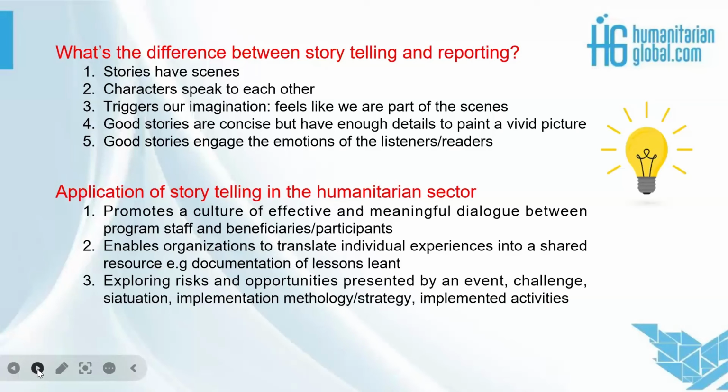In storytelling, characters speak to each other, and this is mostly, especially if it's a live audience. Stories are better with live audiences. It can also be written, definitely. And you just say, this is a story of Lydia, of how Lydia became a farmer. So it's easy when you pick one person from out of the beneficiaries that you work with and just say, this is a story. 2 or 3 paragraphs, this is the story of how Lydia became a farmer from her shifting, or this is how the story of Lydia's nutrition improved.